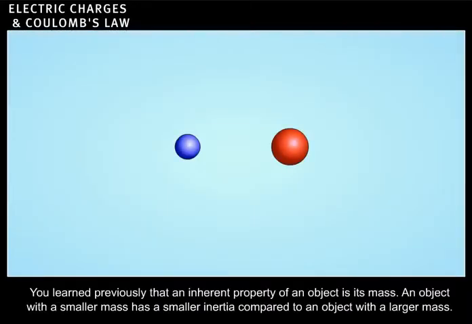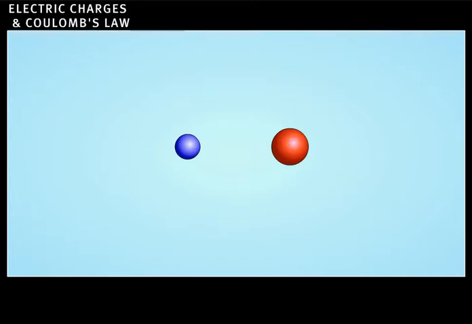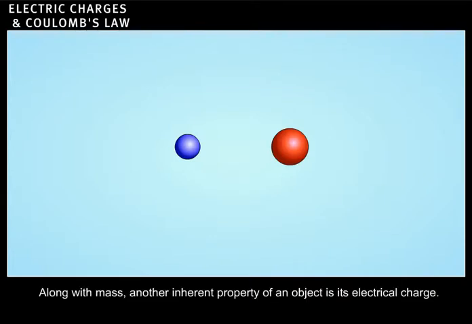You learned previously that an inherent property of an object is its mass. An object with a smaller mass has a smaller inertia compared to an object with a larger mass. Along with mass, another inherent property of an object is its electrical charge.